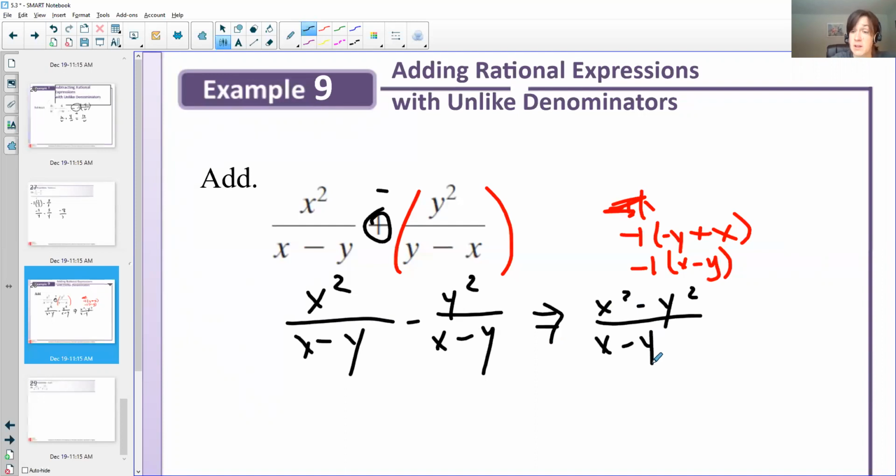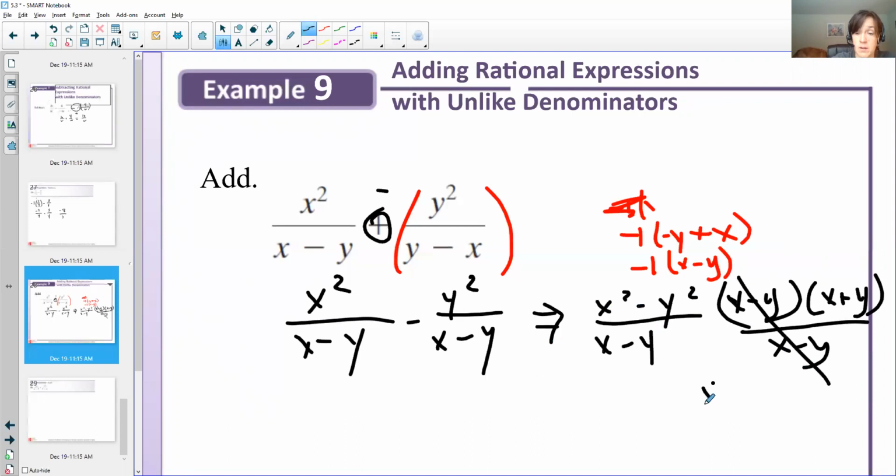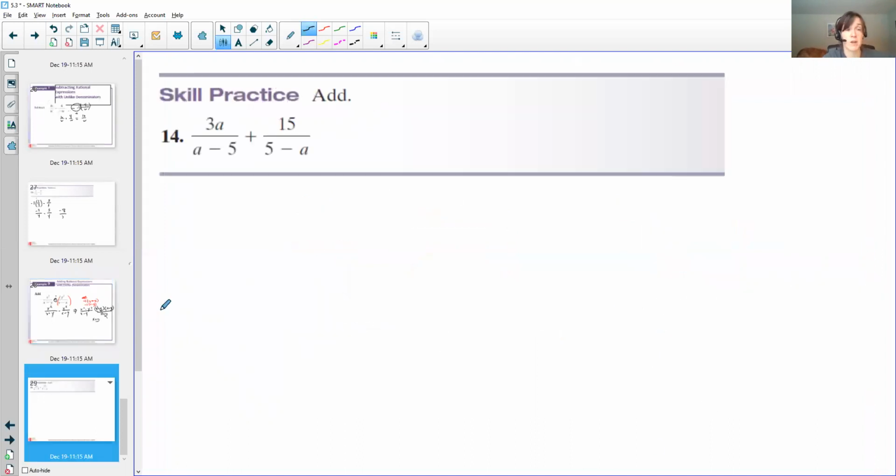And stop and think, can I simplify? Well, yeah, right? Top is a difference of squares. So x minus y, x plus y. Bottom is x minus y. Cancel, and the answer is x plus y. Here's the last one here. All right, you try it.